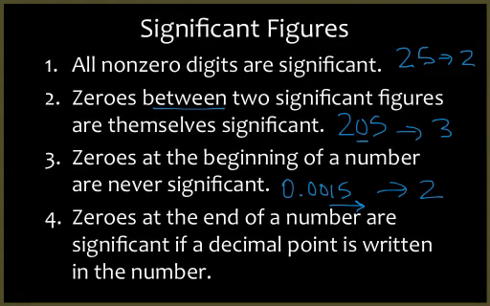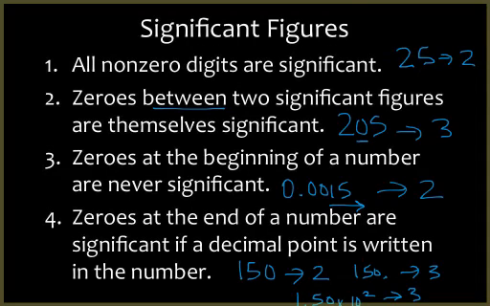Zeros at the end of the number are significant if there's a decimal point. So let's say I have just 150. That 0 is not significant because there's no decimal, so this number would only have 2 sig figs. Now if I put a decimal point there, that makes that last 0 significant, so that would give me 3. Another way, if I wanted to show 3 sig figs with this, is I could put this into scientific notation. So if I did this, this also has 3 sig figs, because when you have scientific notation, anything in front of the times sign counts.